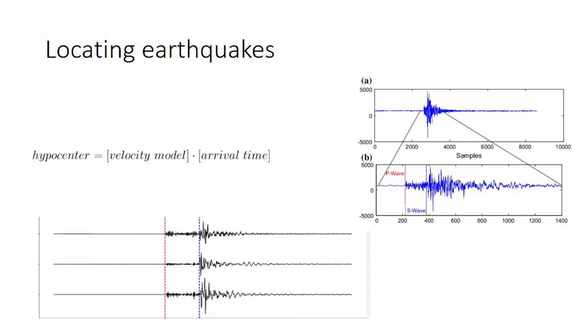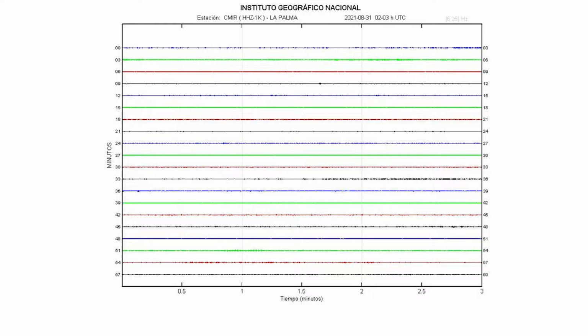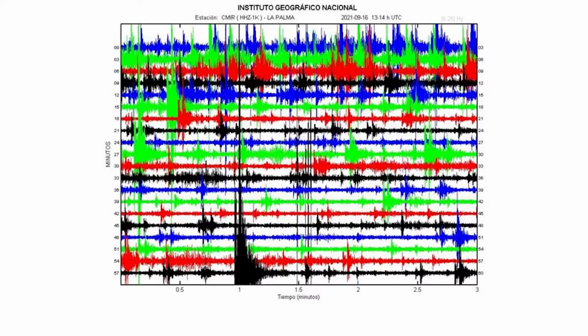You can clearly see here where the P and the S wave arrive at our stations, and you will say, okay, what's the main issue with that? This is a seismic trace from one of our stations in La Palma 2 weeks before the pre-eruptive seismic crisis, and this is the seismic trace during this week. Okay, this is a problem that we cannot handle manually.